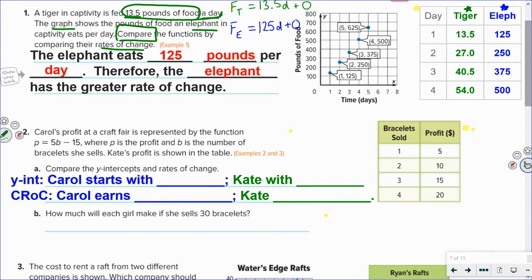Carol's profit at a craft fair is represented by the function P equals 5 times B subtracting 15, where P is the profit and B is the number of bracelets she sells. Kate's profit is shown in the table. Now, part A says compare the y-intercepts and the rate of change. I put a couple sentence starters there. Part B says how much will each girl make if she sells 30 bracelets?